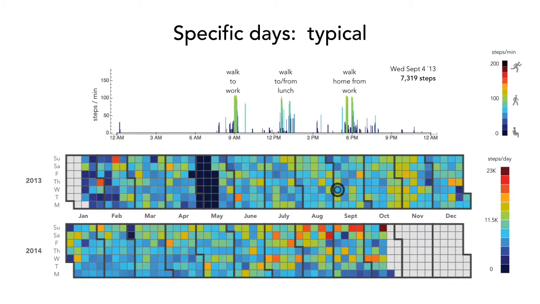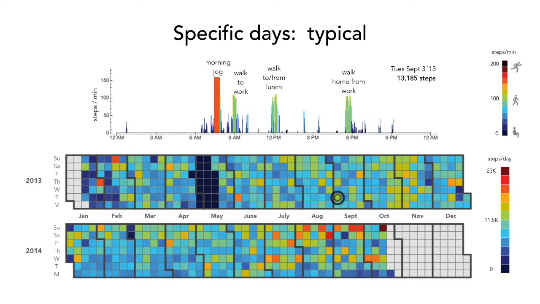This is more of a typical day, the kind of turquoise days. So you can see a walk to work. So this is during that other period when I was working downtown. I would walk to and from lunch and then walk home, maybe stop in at Culinaria, and maybe I would go jogging in the morning. So there's a case where I went running, but kind of a similar pattern.